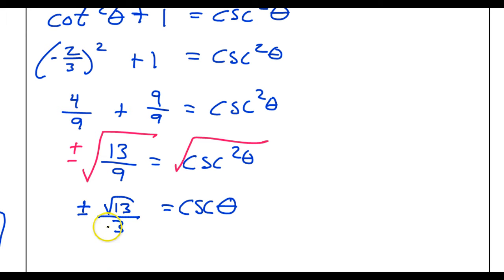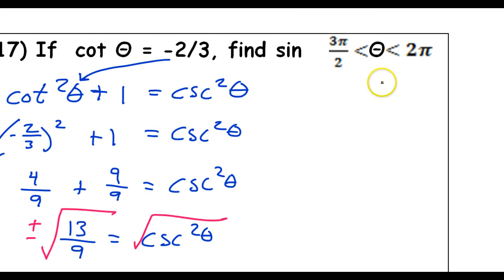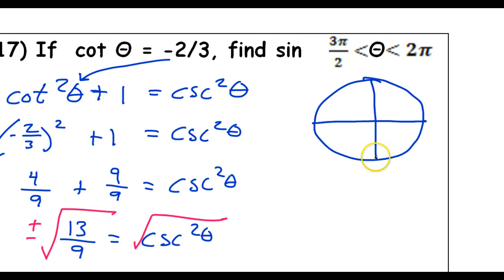So, is this going to be positive or negative? Well, cosecant is just the reciprocal of the sine function. So, is sine positive or negative? Well, let's look at a unit circle real quick. We're talking 3 pi over 2 and 2 pi. 2 pi is right here. 3 pi over 2 is right here. So if theta is between these two, then that means theta is in the fourth quadrant.